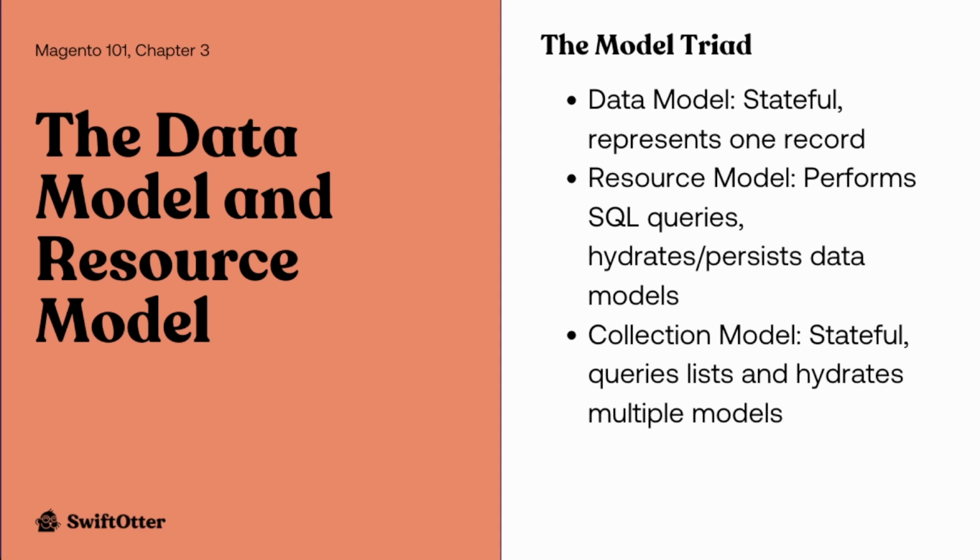This is the kind of triad of models that you'll get used to creating again and again for your custom entities. There is the model itself, or the data model, as I'm going to call it, to distinguish it from the other two. So this is the actual relational object. It's stateful. It represents a record from the database, and when you're loading records from your database, what you're going to end up getting back is instances of your model.